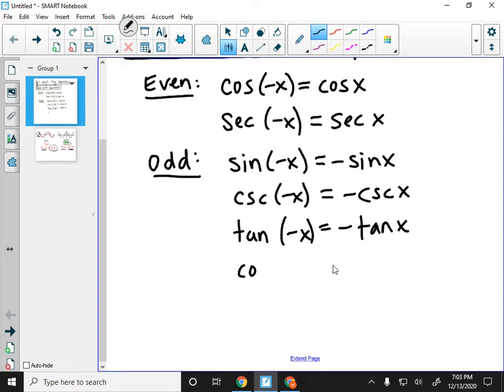And it's also true for cotangent. That'd give me a negative cotangent of x. Now, some of our other trig identities, I told you, these will work if it is squared, if it's cubed, etc. It's kind of true for these.